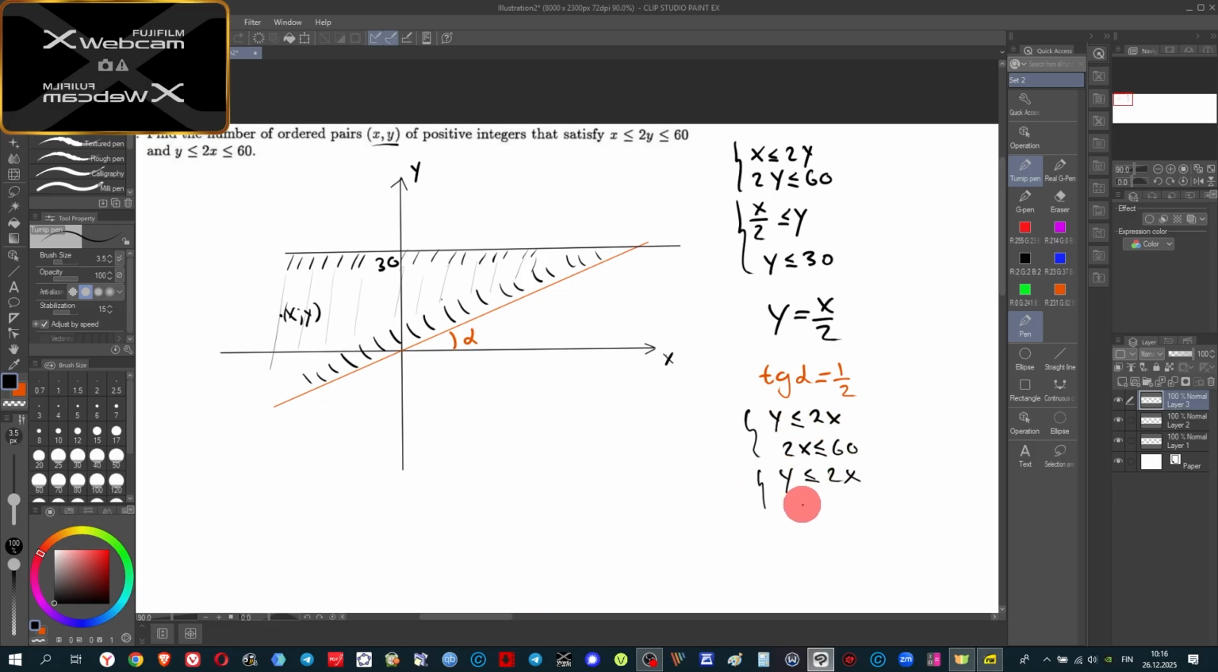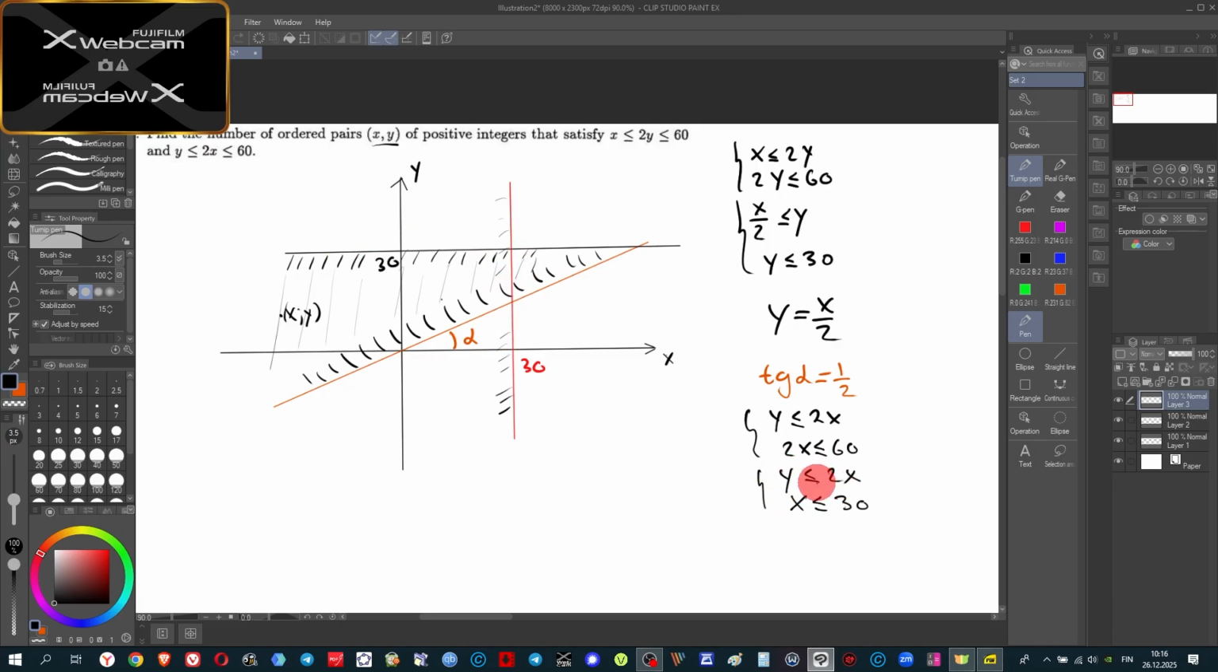We will leave it without changing. But here is x is less or equal than 30. In order to look at, for example, this one, x less or equal than 30, we draw the line x equals 30. It looks like this. And we need everything on the left side of this line, because here on the left side we have x coordinates that are less than 30.